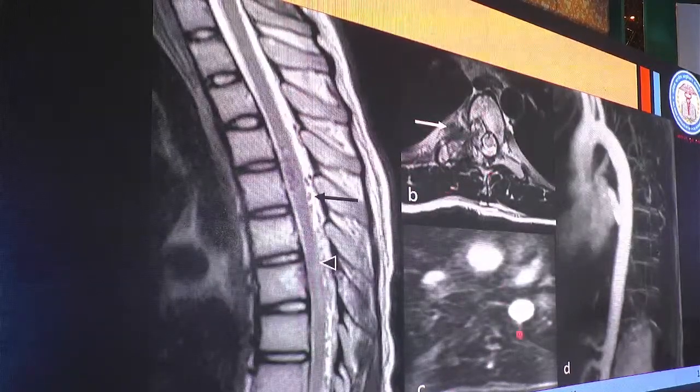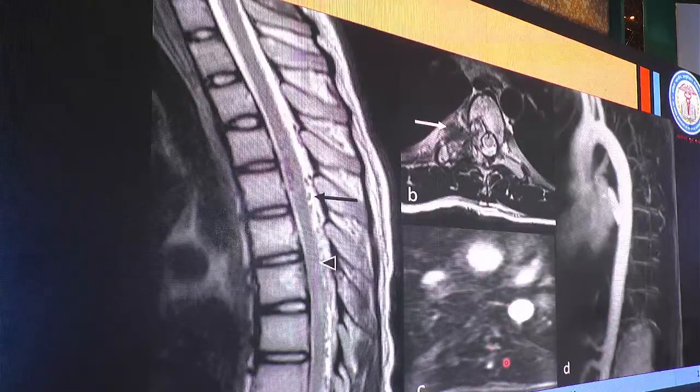This is the magnetic resonance angiographic image. The sagittal and the axial ones, we are not seeing any pouch now. The patient, after 2 years of follow-up, showed almost complete resolution of the symptoms. So we decided not to treat the perimedullary venous fistula.